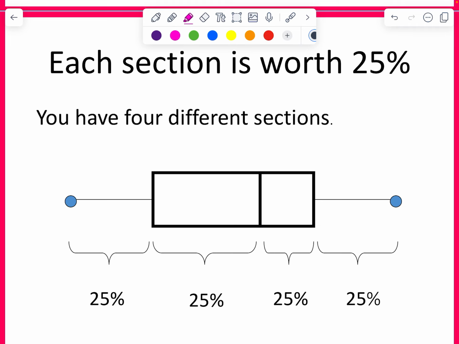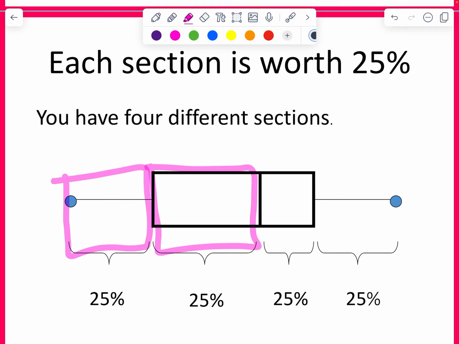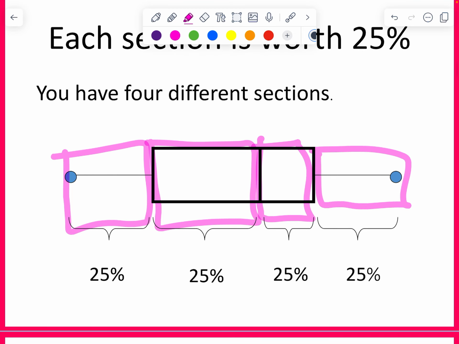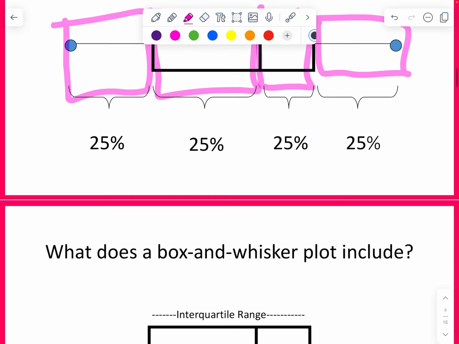So when you have data already, the bottom 25%, middle 25%, or 25 to 50, 50 to 75, and 75 to 100% of your data. So it's a pretty good even distribution. That's not a great example.